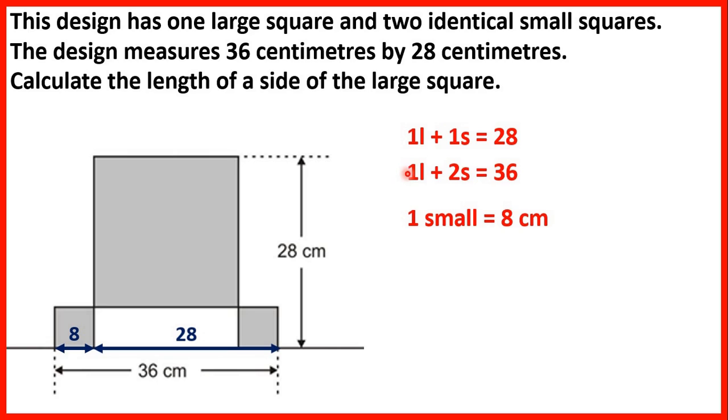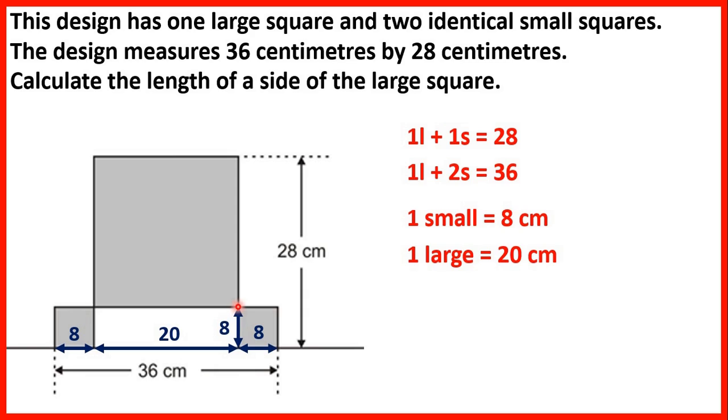This second statement we've written is 8 larger, and all that's different about it is that it has one extra small square. So if we know that this length is 8, the other length of the small square will be 8 as well, because the small squares are identical. So we have 8 plus a large square is 36. Now 8 plus 8 is 16, and then 16 plus 20 is 36. So that means the length of one large square is 20 centimetres.